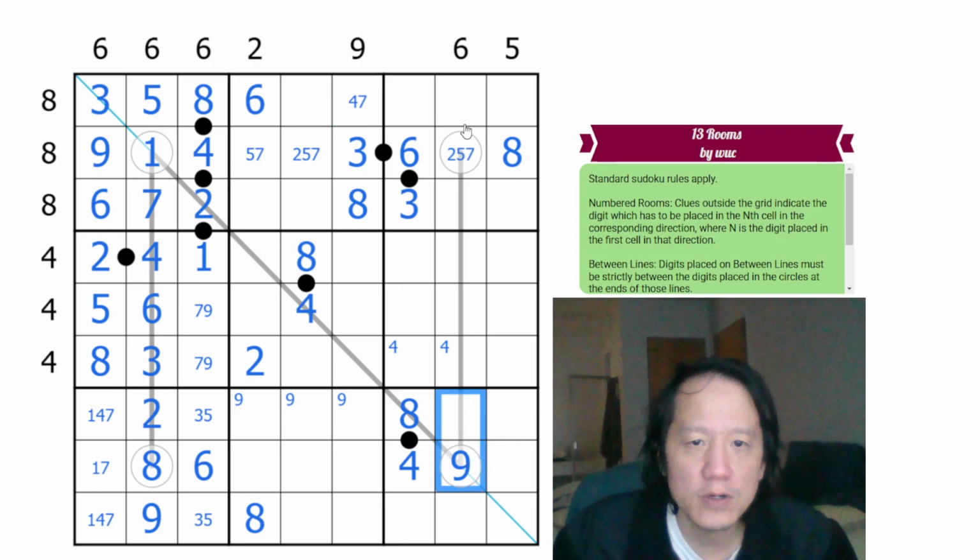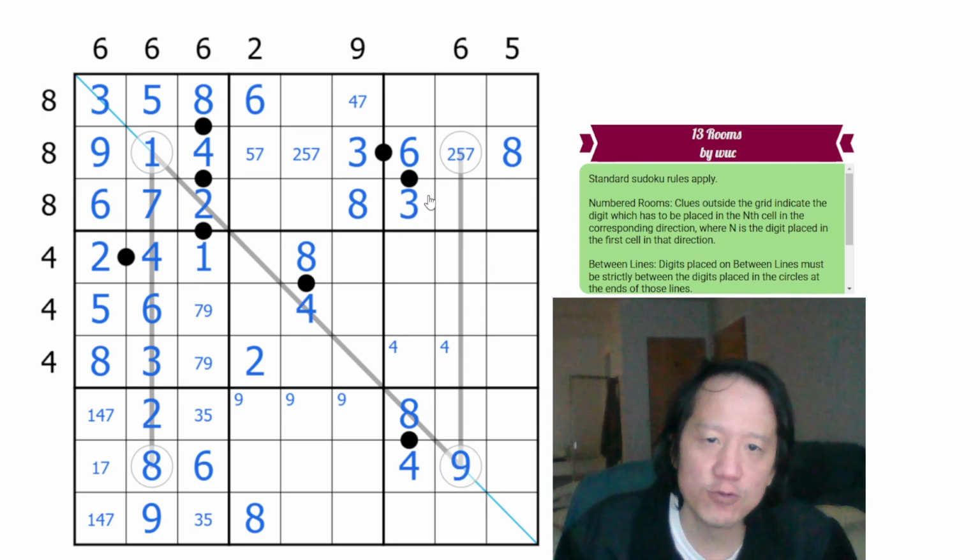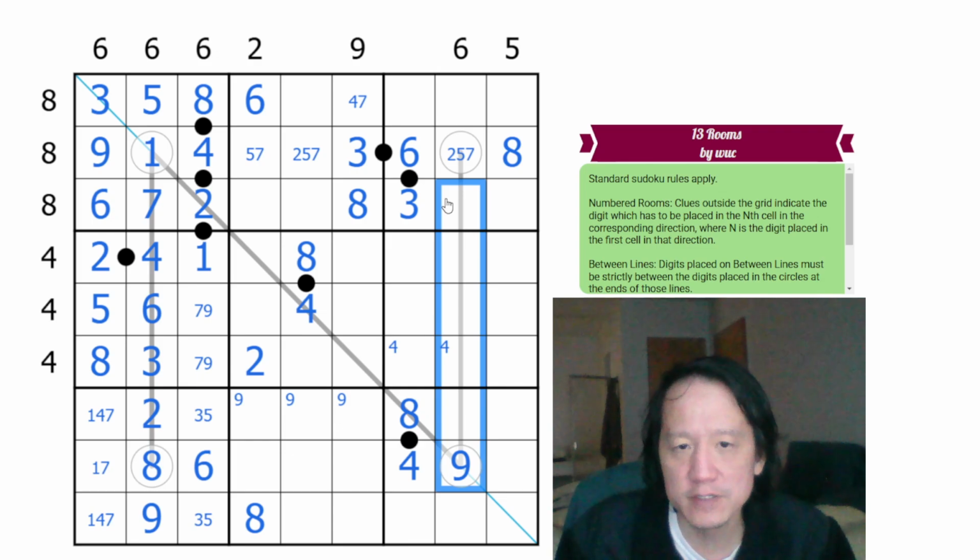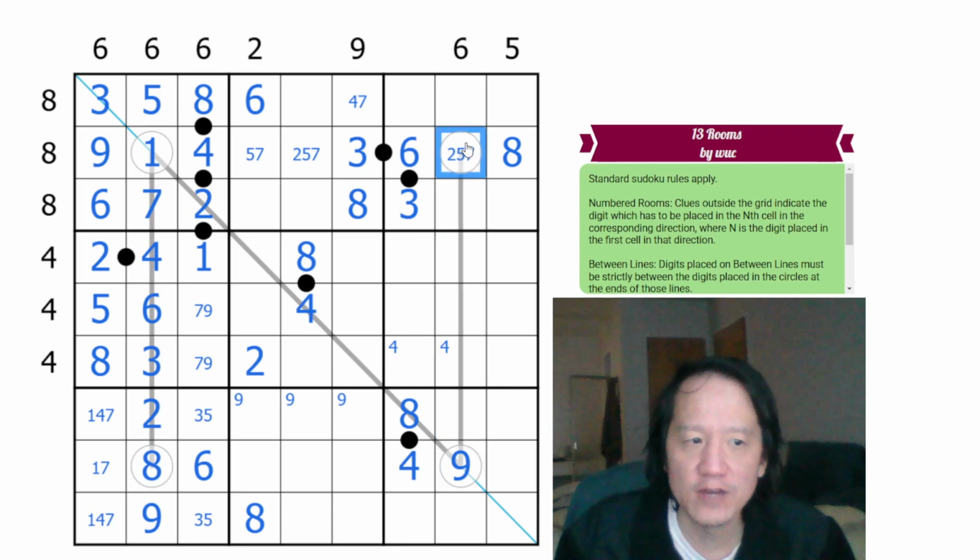We know this is between, okay, so there are 5 digits in between these 2 points. Therefore, 9 is the highest point you can have, so this must be the lowest point. And therefore, this has 6 digits already that are greater than it. Well, 5 can never have 6 digits that are greater than it, and 7 can't have 6 digits that are greater than it. Therefore, this must be a 2.